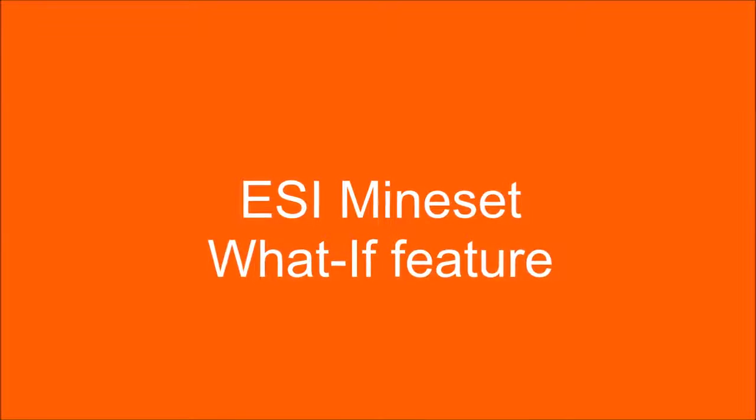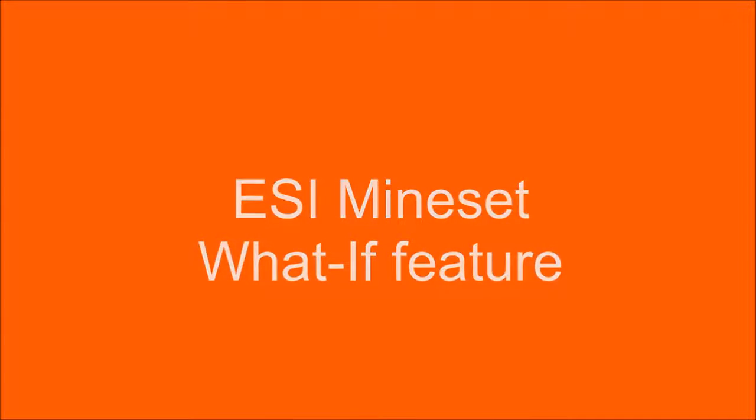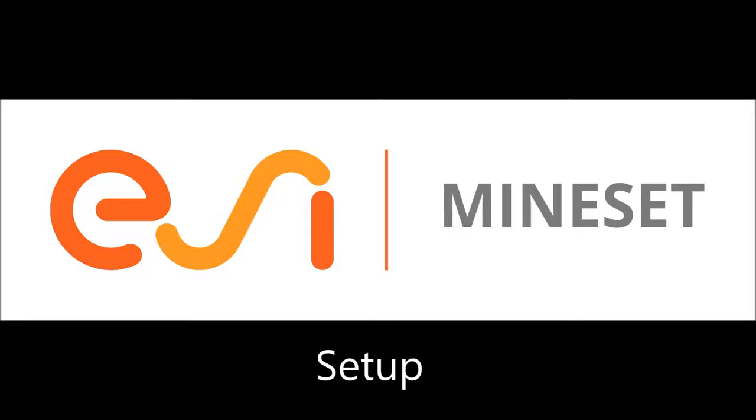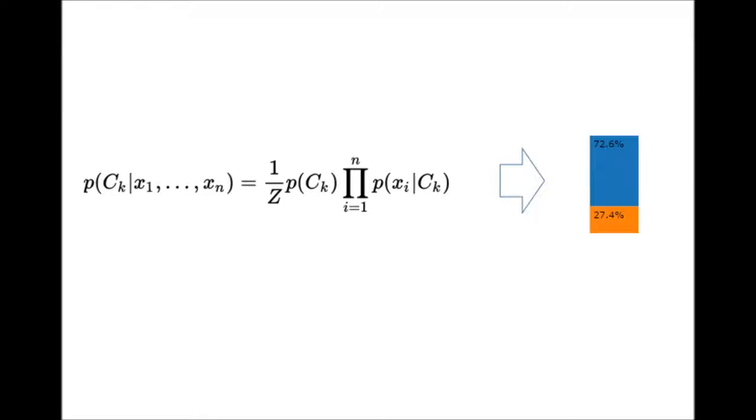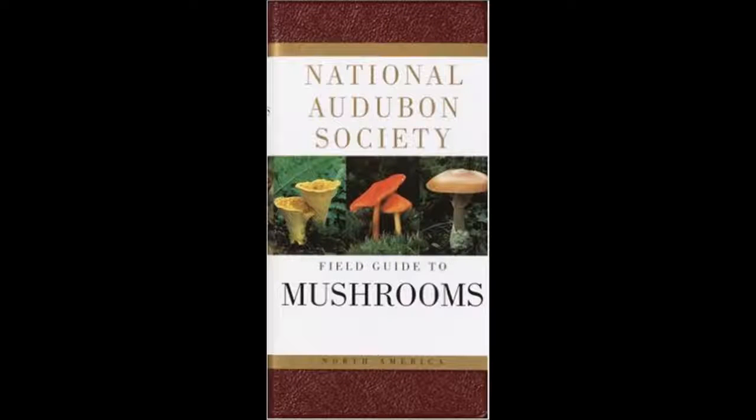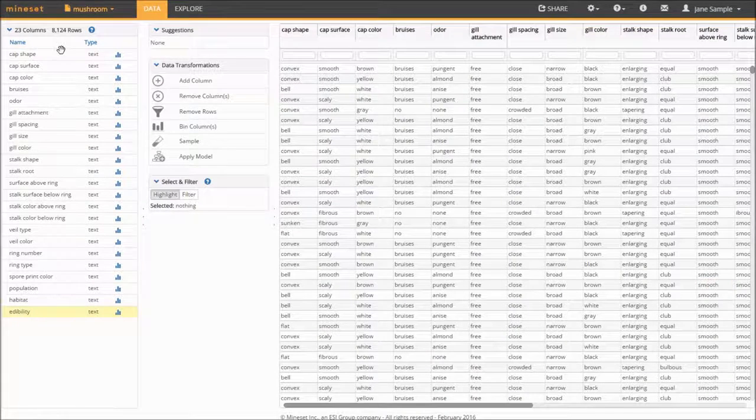This video showcases the what if feature. This visualization has been especially designed to allow the exploration of and interaction with the results of a machine learning algorithm called naive Bayes classifier. I will exemplify the use of this classifier on the dataset containing records drawn from the Audubon Society Field Guide to the North American Mushrooms.